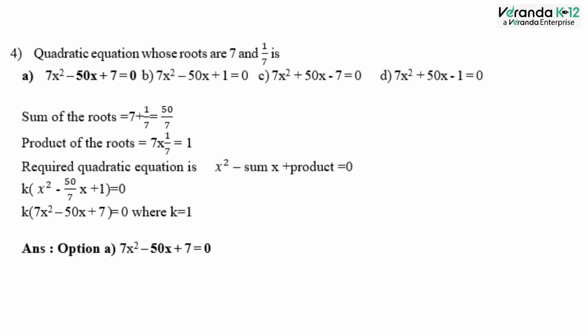Solution. The sum of the roots, which is alpha plus beta, is equal to 7 plus 1 by 7, which is equal to 50 by 7. Product of the roots, which is alpha into beta, is equal to 7 into 1 by 7, which is equal to 1. Substituting in the equation x square minus sum of the roots into x plus product of the roots equals 0, we get k into x square minus 50 by 7 x plus 1 equal to 0. Taking k equal to 7, we get the solution to be 7x square minus 50x plus 7 equal to 0. So the answer is option A, 7x square minus 50x plus 7 equal to 0.